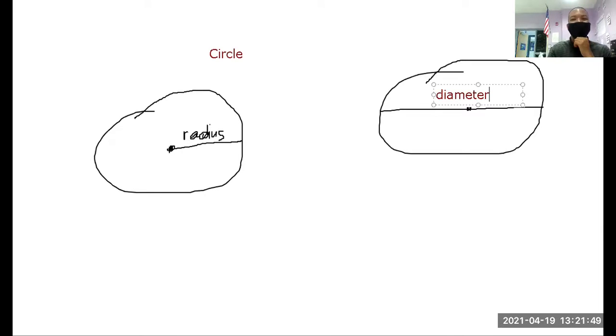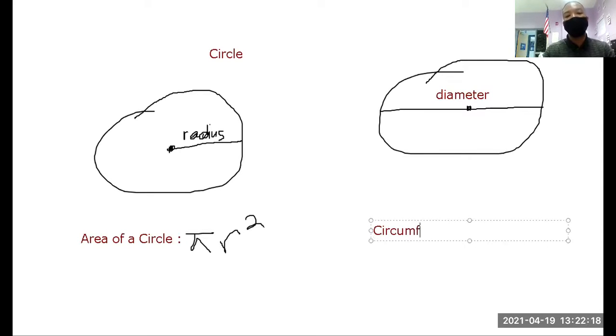Next, we are going to look at the formula for the area of a circle. The formula for that is pi r squared. And then we're going to talk about the circumference of a circle, which is 2 pi r.